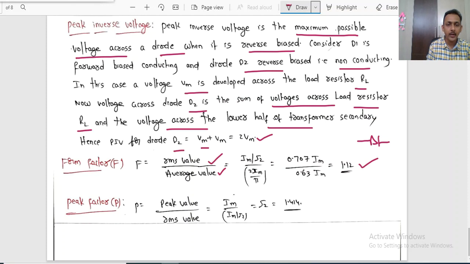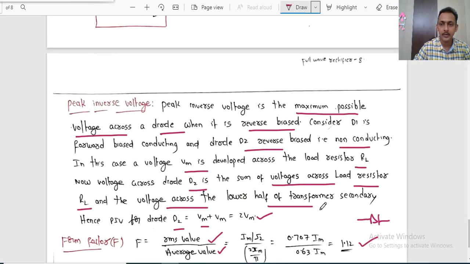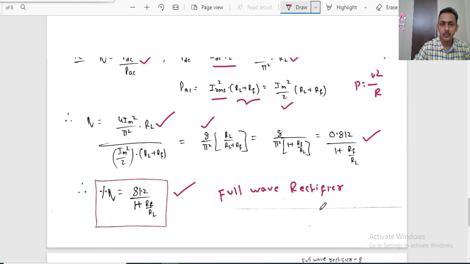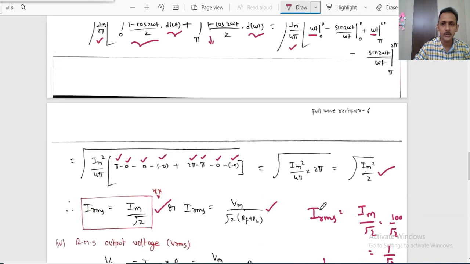What about peak factor? Peak value divided by RMS value. Peak value is Im. RMS value is Im by root 2. You will get it as root 2, so it is 1.414. 1.414 is the peak factor. The form factor is 1.12. Right. So these are all the important points with respect to the full wave rectifier. Clear?